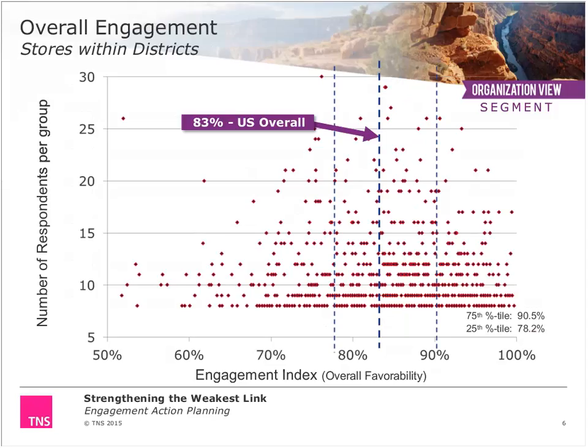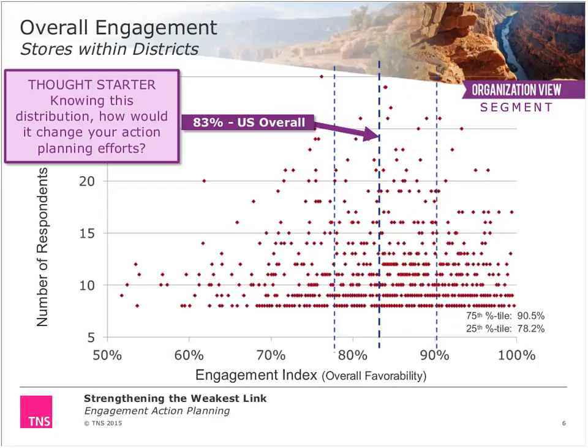Now, the interesting part about this is that most organizations ask each of their managers, each of their stores or each of their district managers to come up with 1 or 2 action plans to work on. But I'd like you to think about this, and as a thought starter, we're not going to chat this one. Knowing this type of distribution, how would it change your action planning efforts? Would you do something different for the bottom quartile? Would you look at them and say, wow, they might need something more than just work on one thing? Maybe they need some stronger medicine, some more support and help.